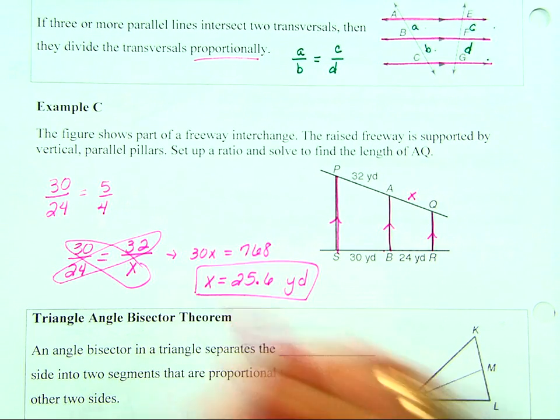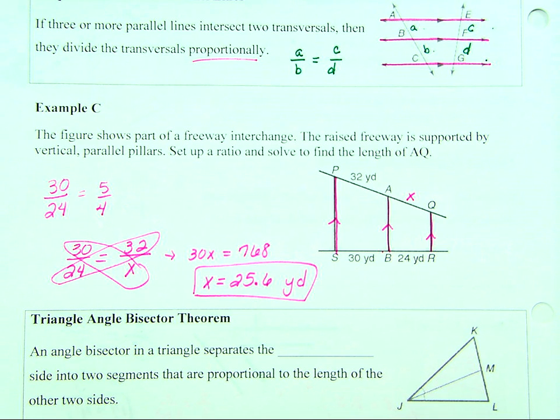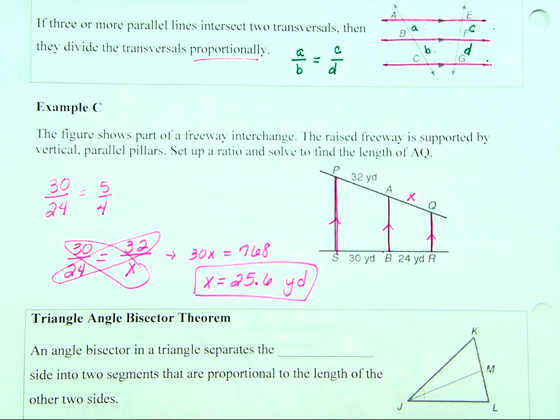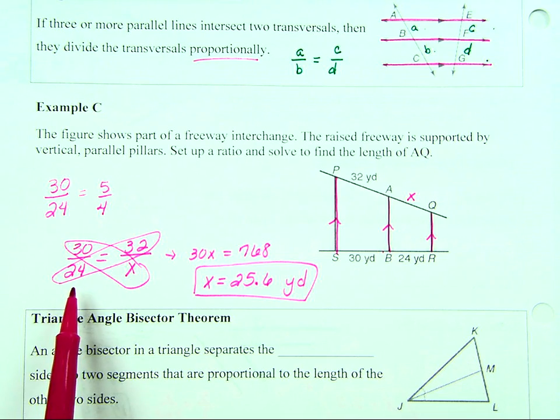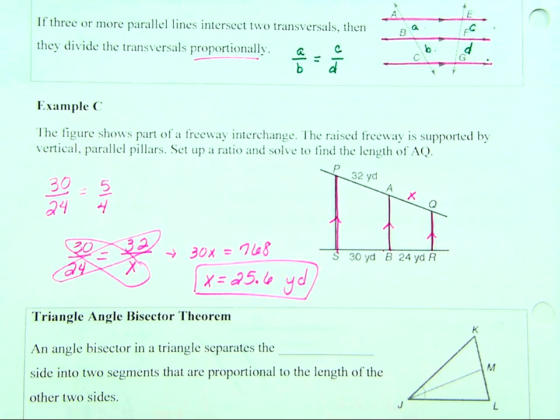And again, when you take 768 and you divide by 30, you get exactly 25.6. And so that's how I want you to leave your answer. That's an exact answer. I don't need to round that up to 26. Had I used my ratio of 5 to 4, we should still come up with the same answer.